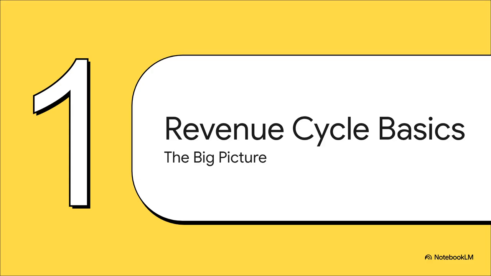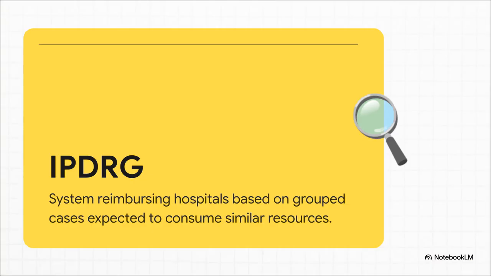Section 1. Revenue Cycle Basics. The big picture. All right, let's dive right into this. Before we get lost in the weeds of coding, we really have to understand the environment we're operating in. At the absolute core of inpatient hospital finance in the U.S. is the IPDRG. That stands for Inpatient Prospective Payment System Diagnosis-Related Group.